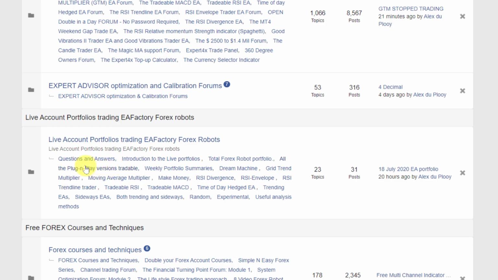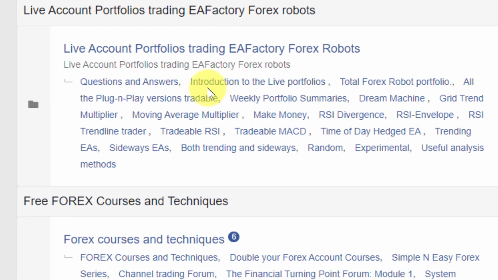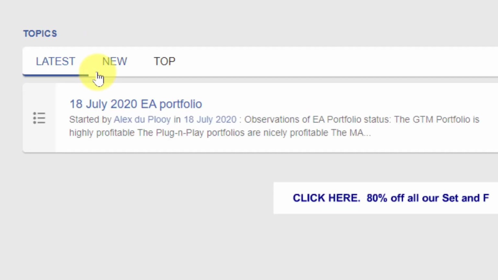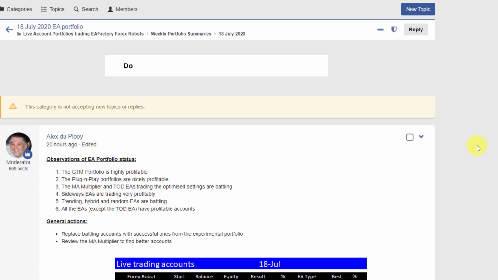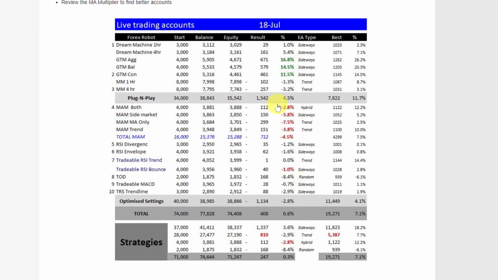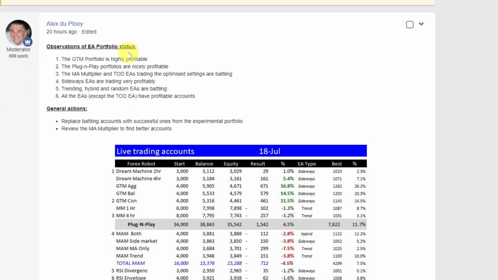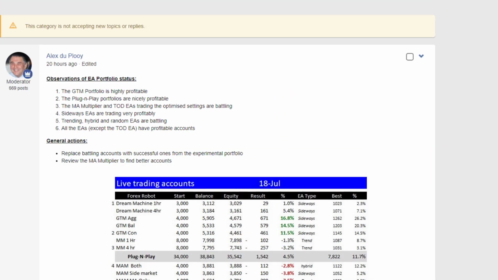And here you can find all the portfolios that I was talking about. And here's the total robot portfolio, the one that I've just shown you. All the plug and play versions. And here's the weekly portfolio summary. So if I click here, for instance, and I'll click on the last one that was done, you can then see exactly what I've just shown you on the other slide previously, and there's the same table, and you can have a look at the observations about that at that point in time, and general actions that are planned for this particular portfolio. So there, all the information is there.